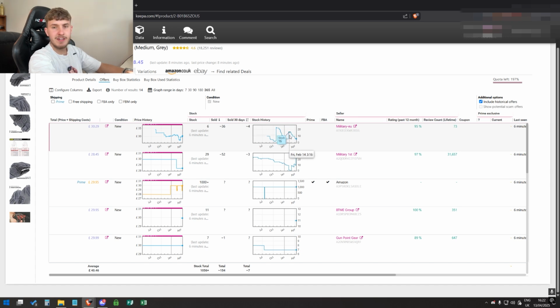February 18th, they had 16. Now they currently have 6. So it sells very slowly, but does appear to sell a little bit. The only problem with this seller, and the same with this seller down here, is that these are FBM sellers. We have no idea whether they're actually selling these on Amazon or if they're selling them through their own website.